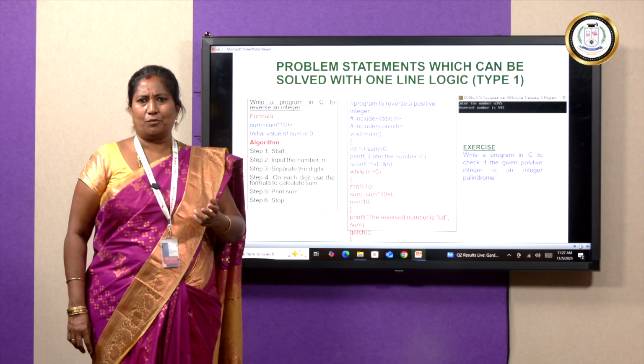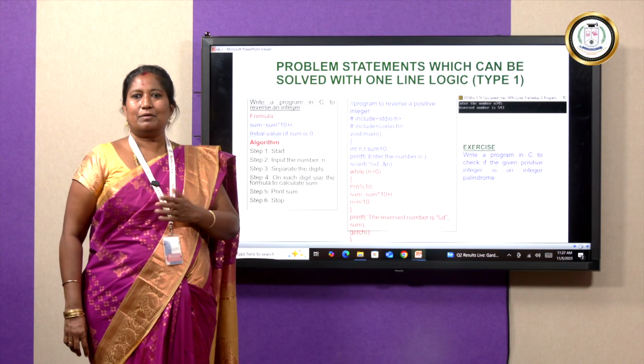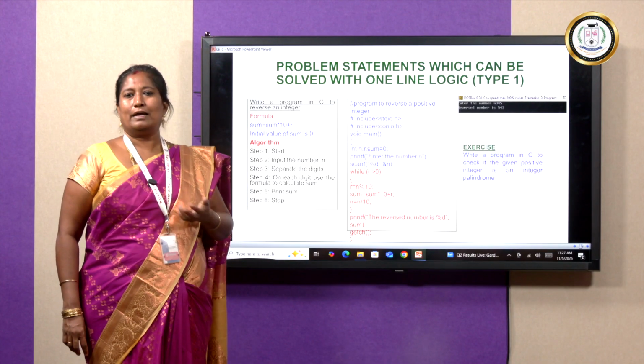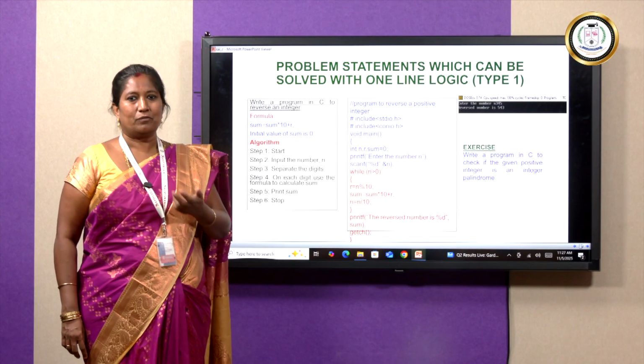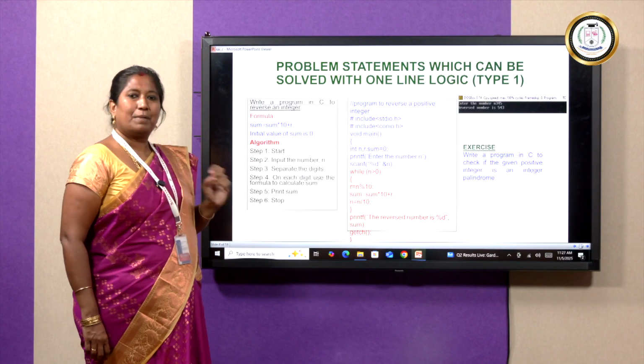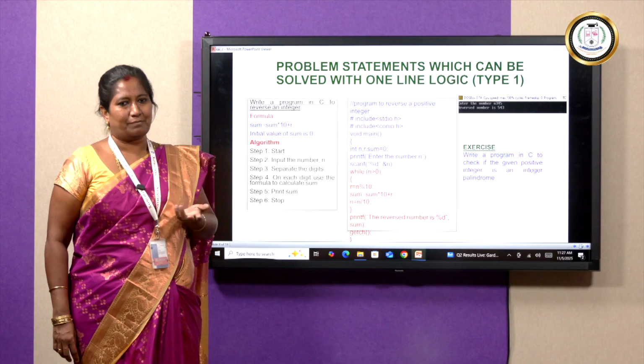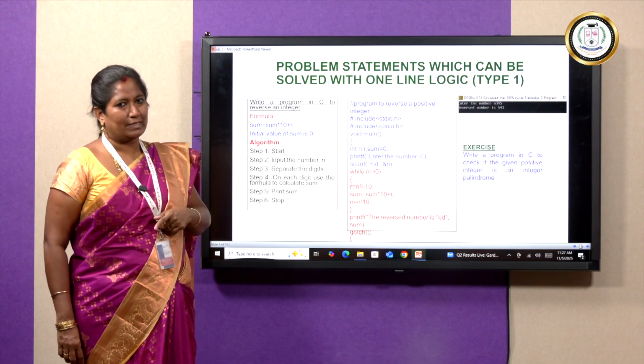So what is a palindrome? Malayalam is a palindrome, right? Even when you reverse it, you get Malayalam. If you want the longest palindrome in English, it is "Able was I ere I saw Elba." Likewise, you want to check whether a particular number is a palindrome. Can you give me an example? 565. Even if you reverse it, you get 565.